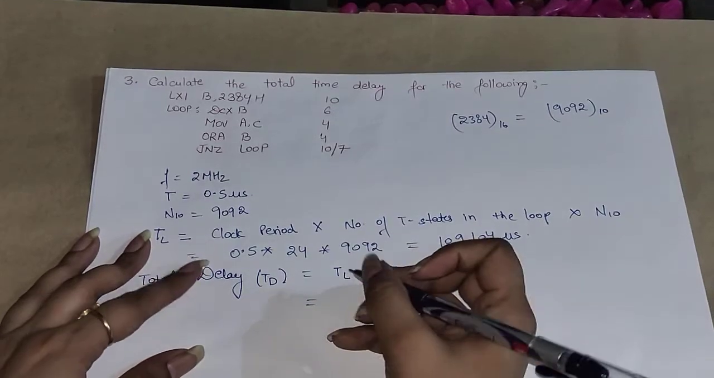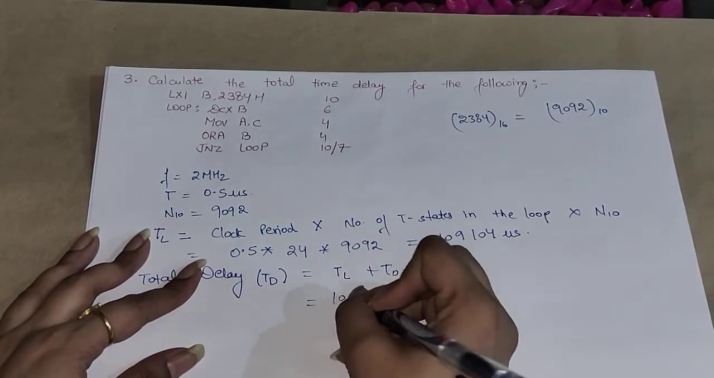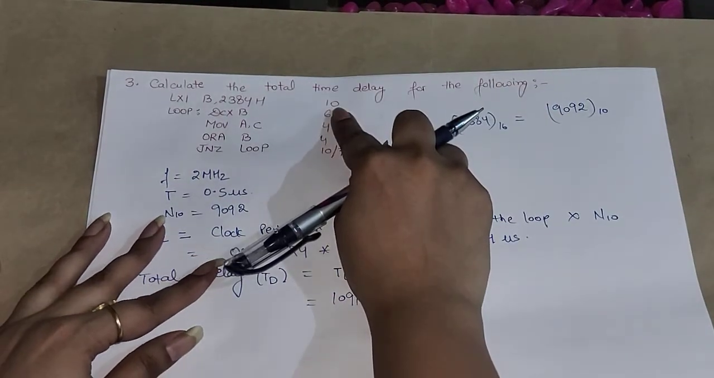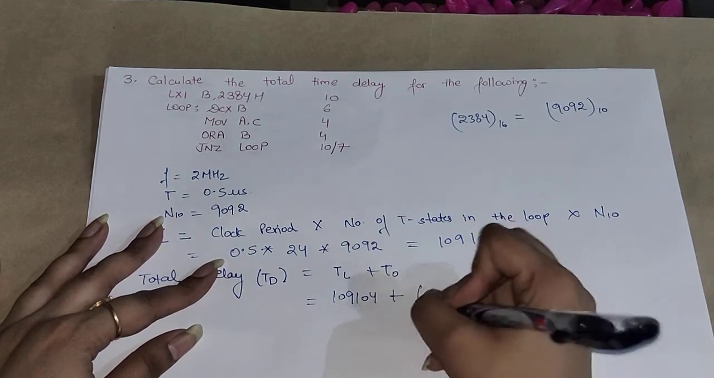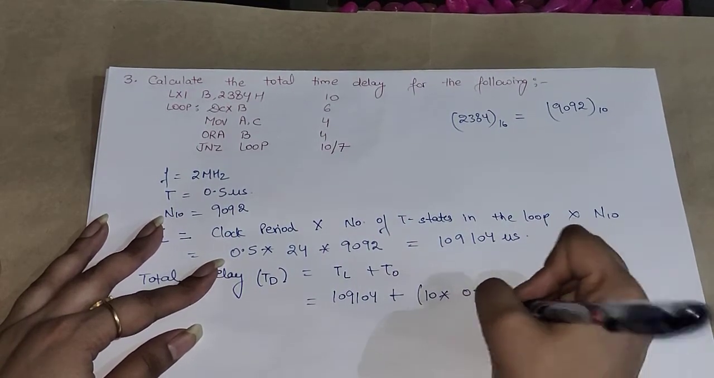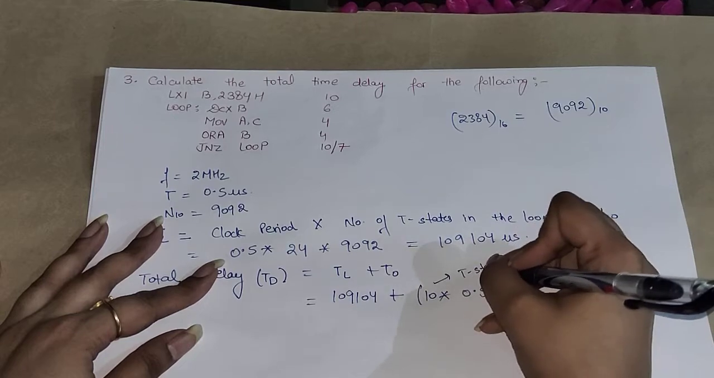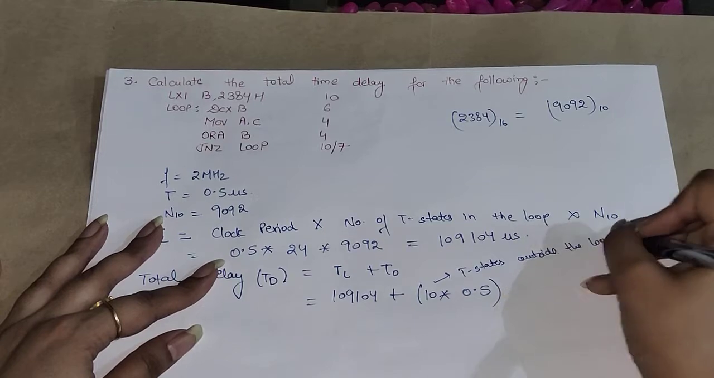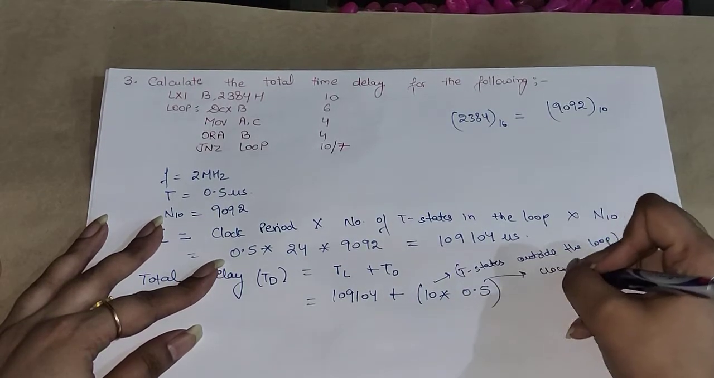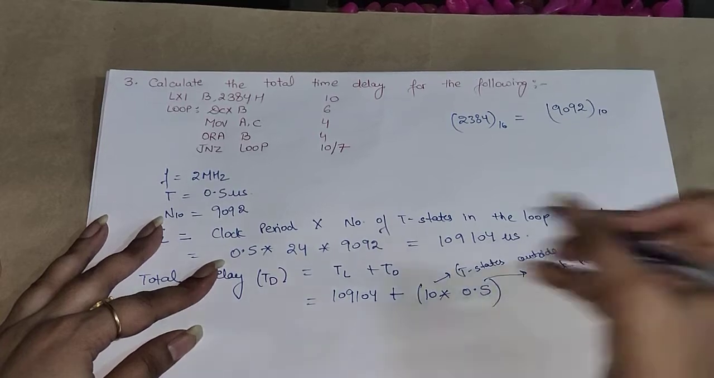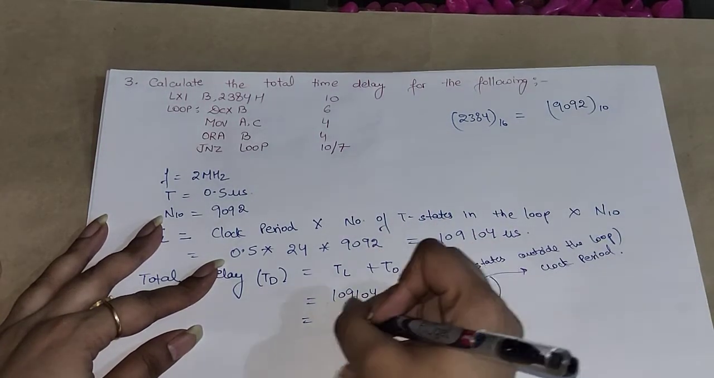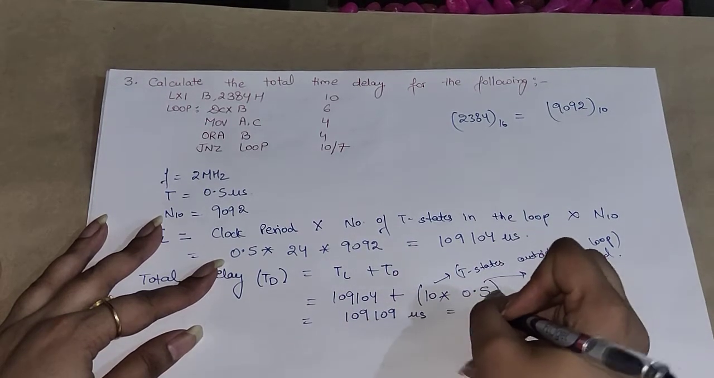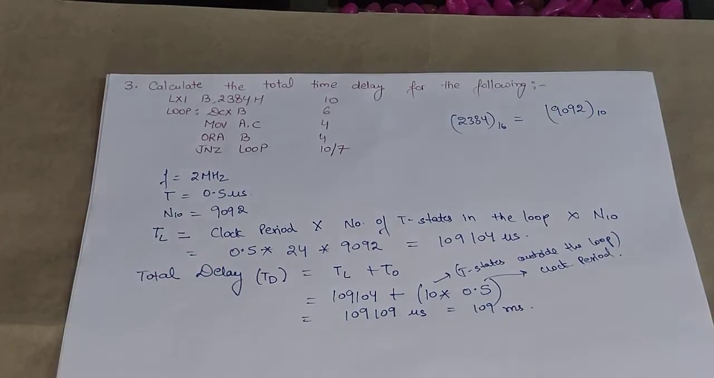So this is equivalent to TL. TL we have just calculated, 109104, plus outside the loop the number of t states, 10, into 0.5, multiplied by the clock period. So this is equivalent to 109109 microseconds, or you can say 109 milliseconds.